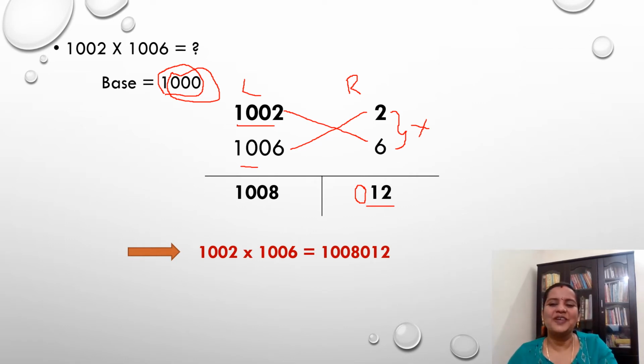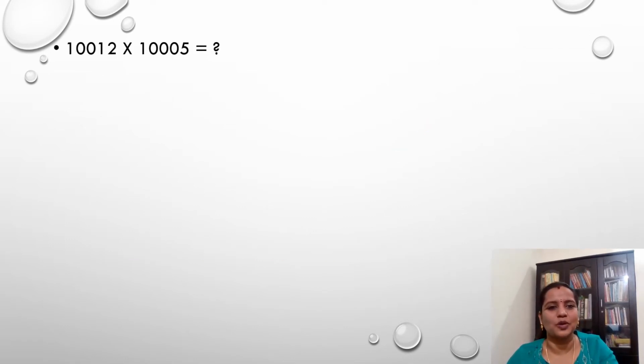Okay, let's go for the next problem. The next problem is 10,012 into 10,005. Which base are 10,012 and 10,005 closer to? Both are closer to the base 10,000, so the base here is 10,000. What do I have to do next? I have to split it into two parts, that is my LHS and my RHS.